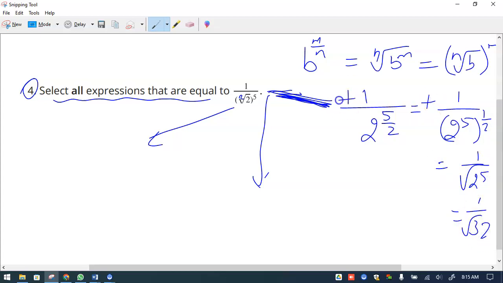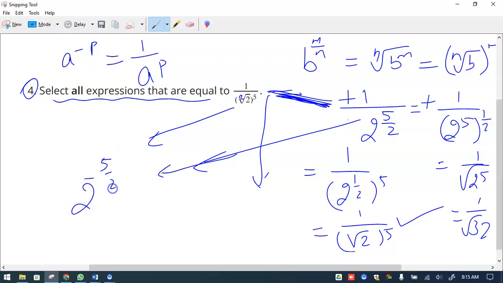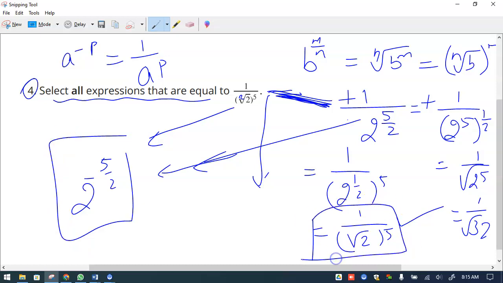And everything is positive, so be careful. This is one way, or you could also write this as 1 over 2 raised to half with the 5 outside. That means this is the same as 1 over square root of 2 raised to 5. So this also is correct. Or you could also write the same thing using a raised to minus p is 1 over a raised to p. So this could be written as 2 raised to minus 5 over 2. So this also is correct. You have to figure out which ones.